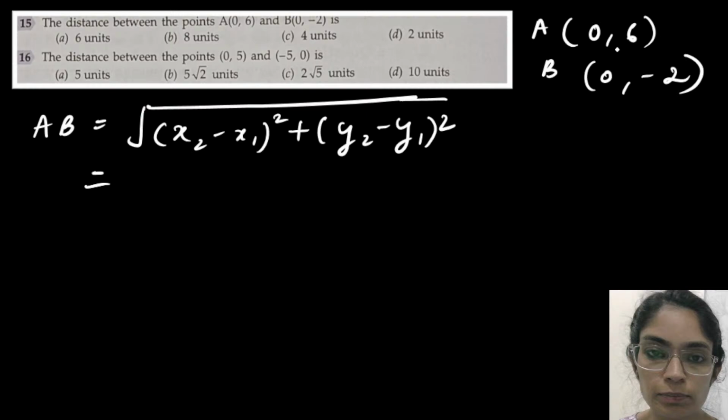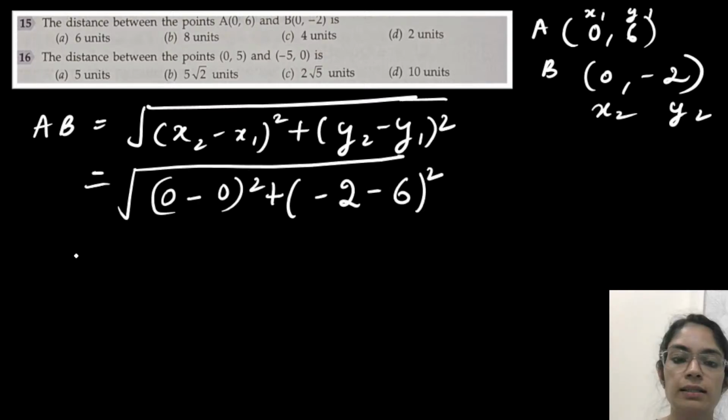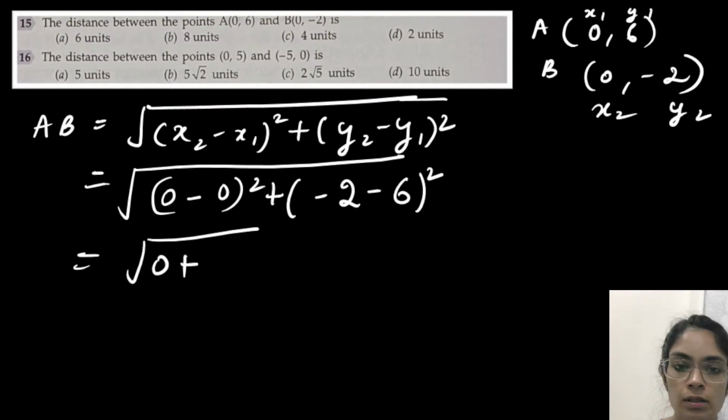You can write A's coordinates as x1, y1 and B's coordinates as x2, y2. So here you just have to substitute. x2 is 0, x1 is also 0, y2 is -2, y1 is 6. So y2 minus y1. Here 0 minus 0 is 0, and this is -8, minus plus with minus sign. So -8 square. So 0 plus 64, it is 64 only. So the square root of 64 is 8 units.